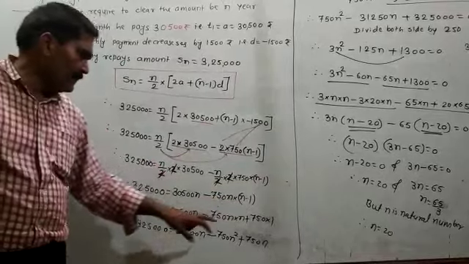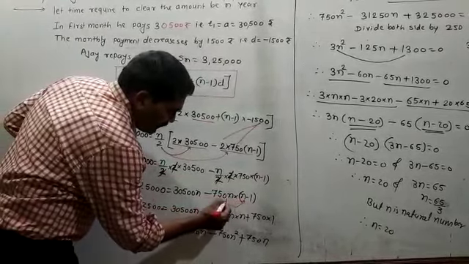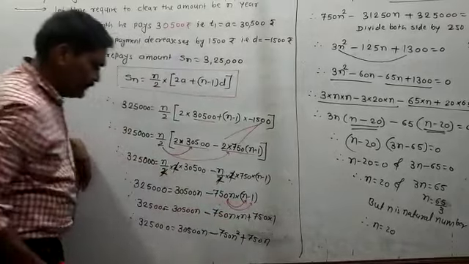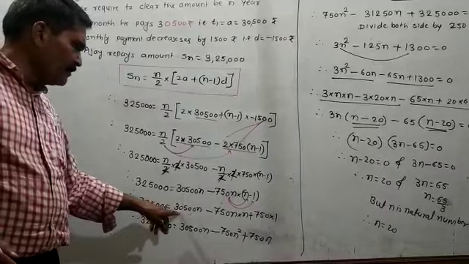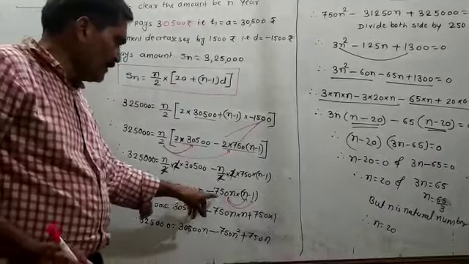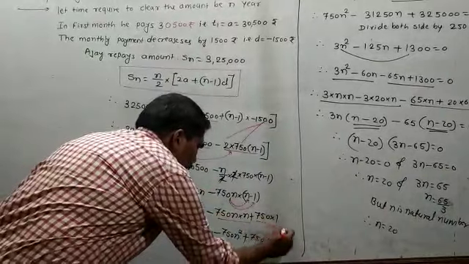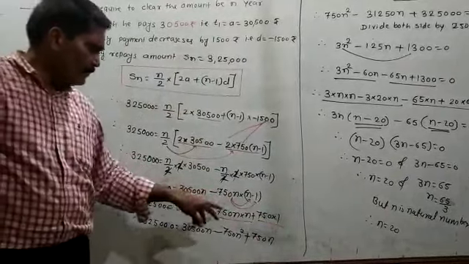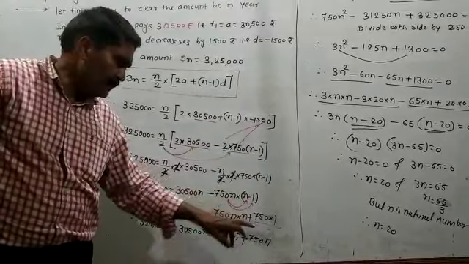Everybody understand? Then here again you have to utilize the distributive law. This multiplied by this and this multiplied by this. Then this 325,000 as it is, 30,500 n as it is, 750 n multiplied by n you write here, and 750 multiplied by 1 here. But minus multiplied by minus is equal to plus. You have to keep this in your mind.